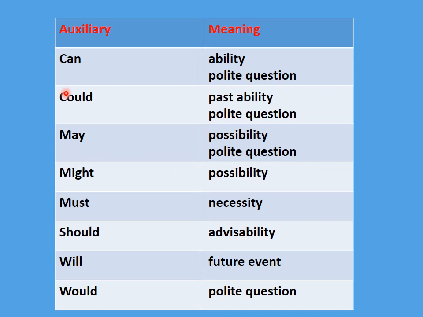Here's a summary chart of some modal auxiliaries. Can is used to show ability or to form a polite question. Could for a past ability or polite question. May for a possibility or polite question. Might also for possibility. Must for necessity. Should for advisability. Will for a future event, and would for a polite question.